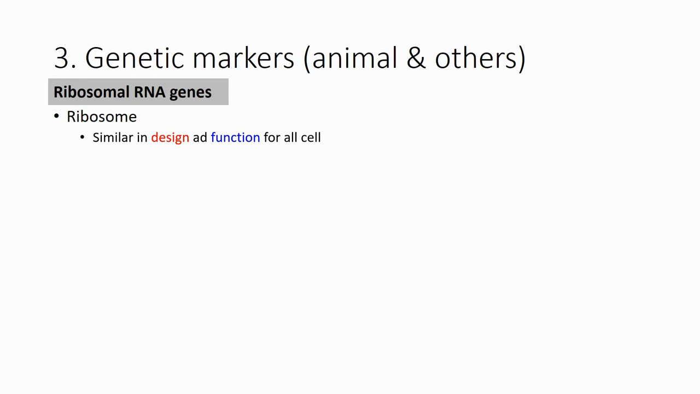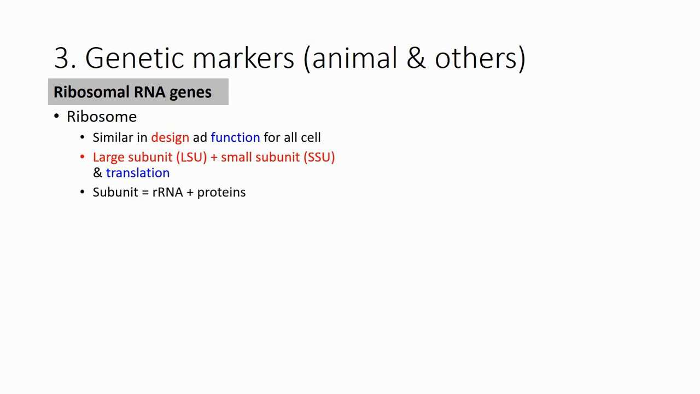Before I go into detail, there are a few things we have to know. Just now we said that we select a certain gene that we want to study, and of course this gene has some function. One of the popular genes that we use is the ribosomal RNA gene. It's an RNA molecule that makes the ribosome. Across different organisms, the ribosome has the same function, so it is very similar in design and function in all different cells. It comprises two subunits, a large subunit and a small subunit.